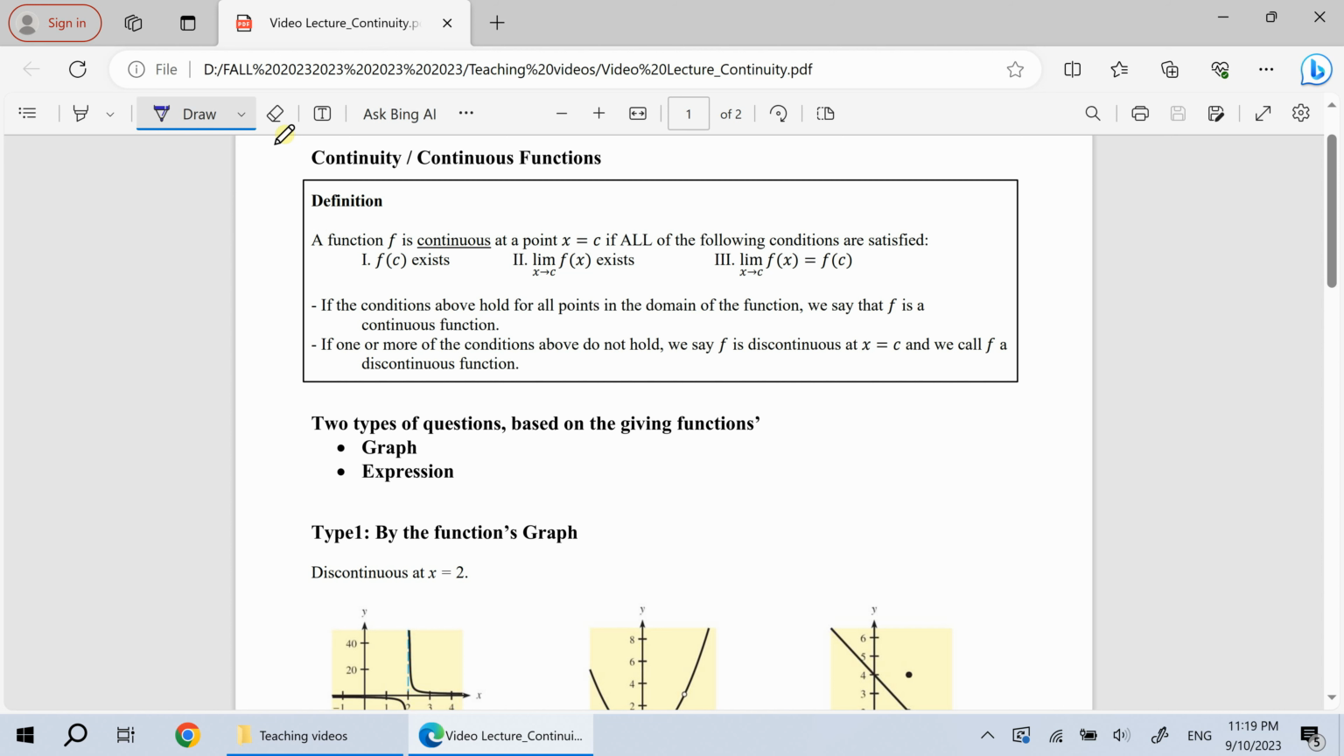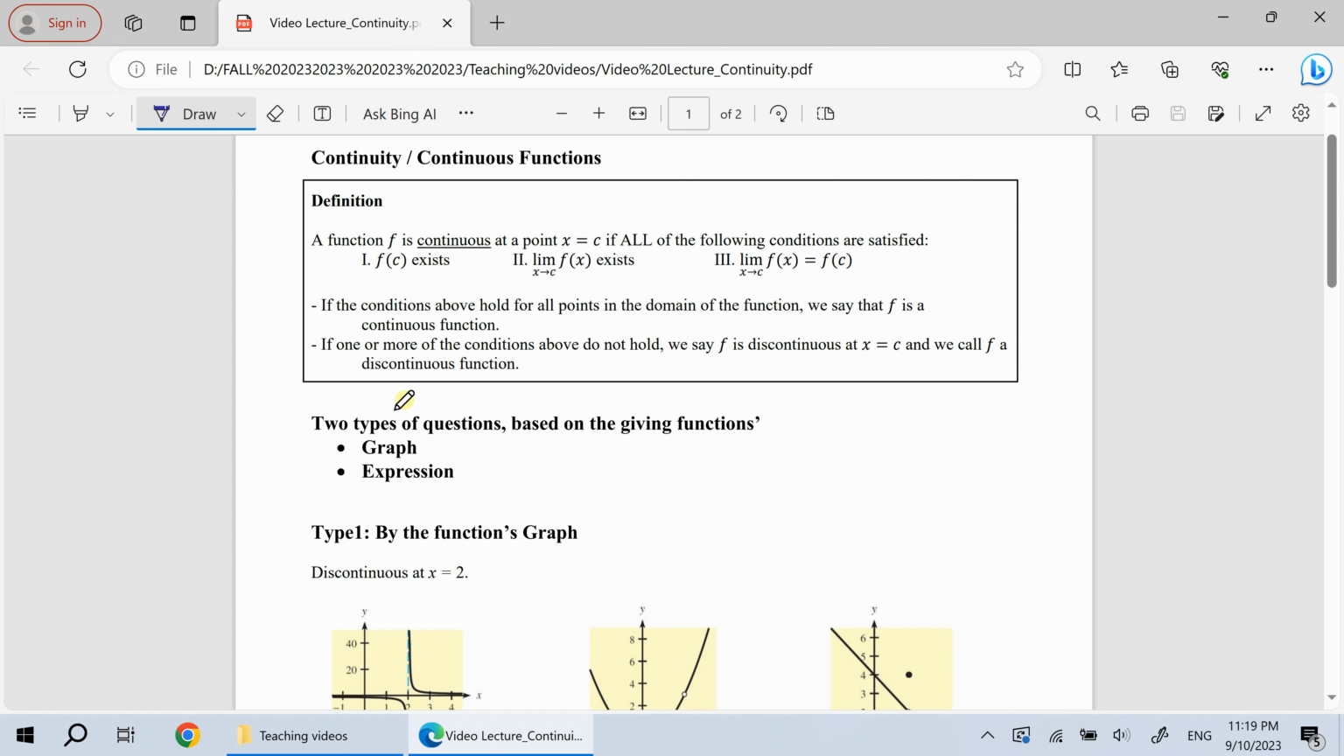Let's talk about continuous functions. Here is a definition. A function is continuous at a given point if all of these three conditions are satisfied. If the function can't meet one or more of the conditions, then it is discontinuous.